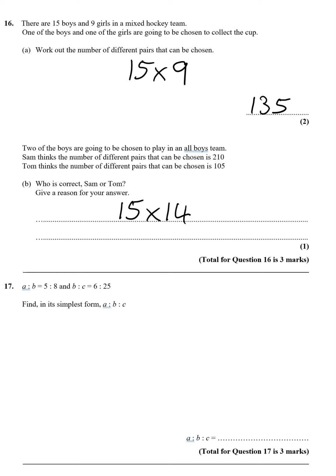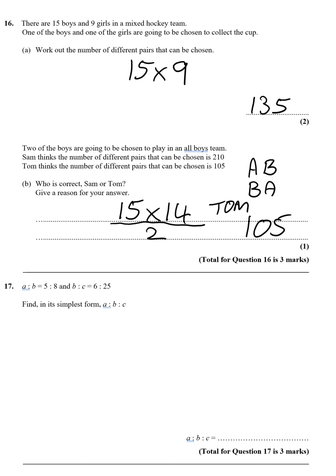we need to halve that, because if we had boy A and boy B, if we just did 15 times 14, it would also give us boy B and boy A, which is obviously exactly the same. So we need to divide it by 2. So actually, Tom is right with 105. And that's because of that reason you need to halve it.